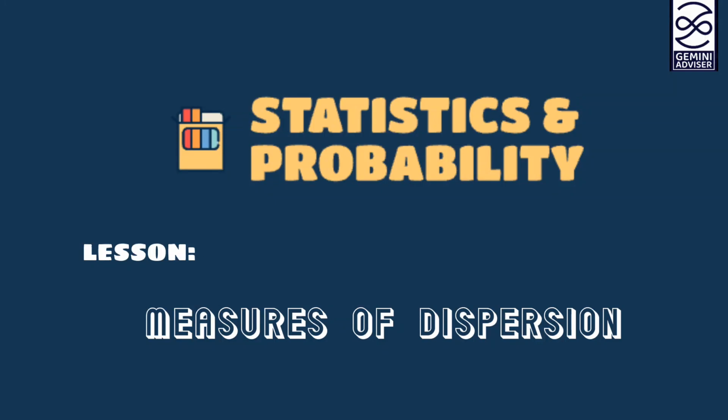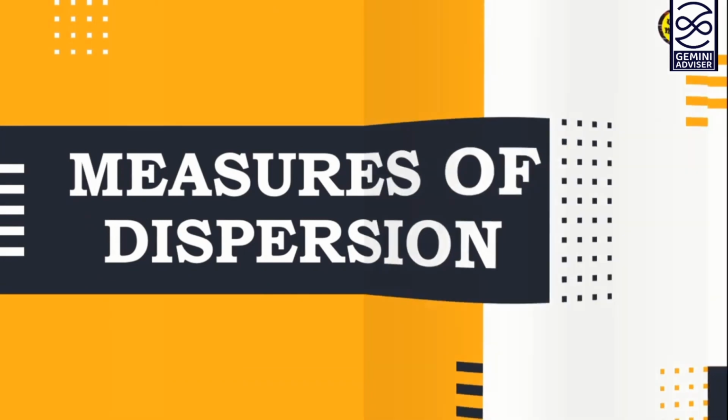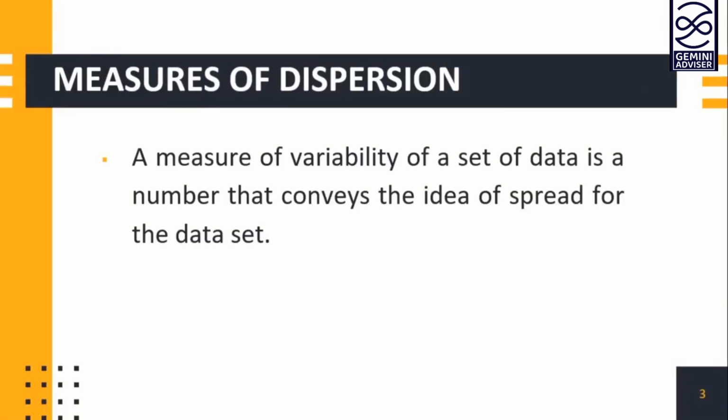Hello everyone, in this video we are going to discuss measures of dispersion. A measure of variability or dispersion of a set of data is a number that conveys the idea of spread for the data set. In the previous discussion about measures of central tendency, it was all about the types of average: the mean, median, and mode.